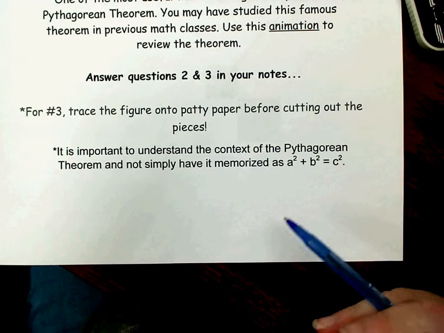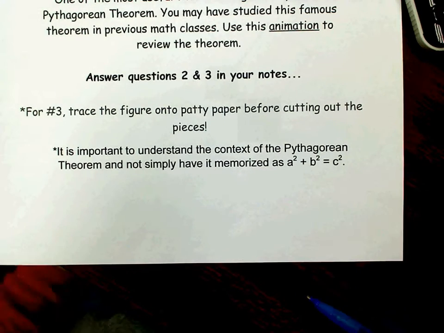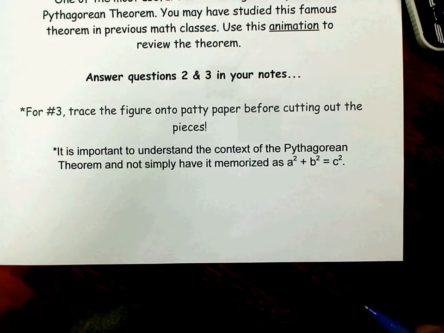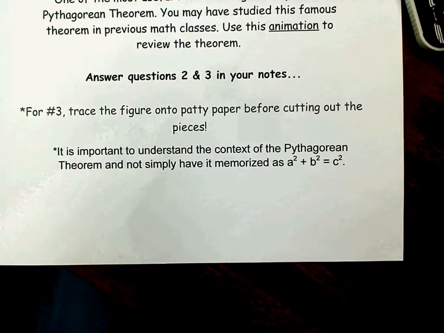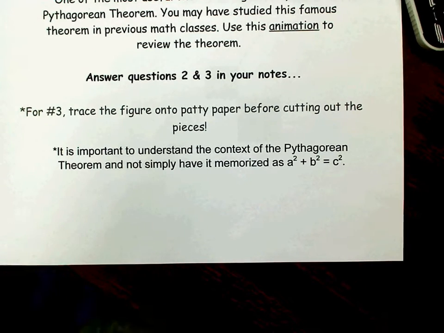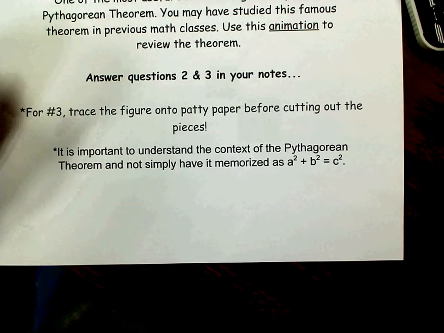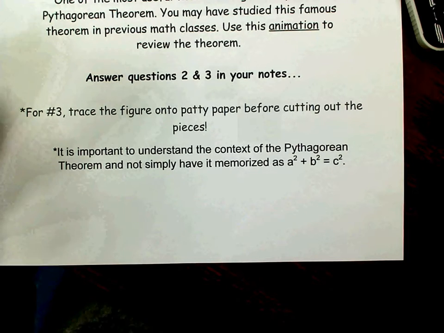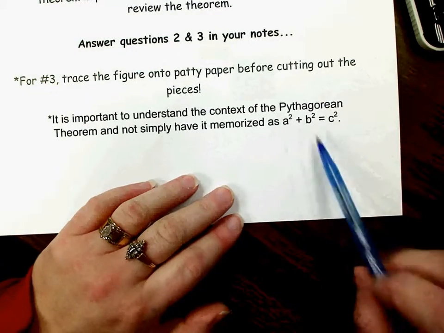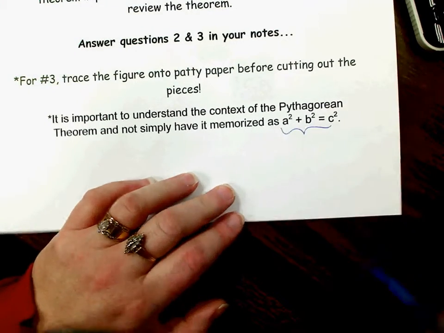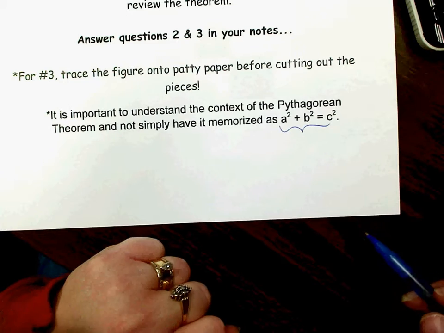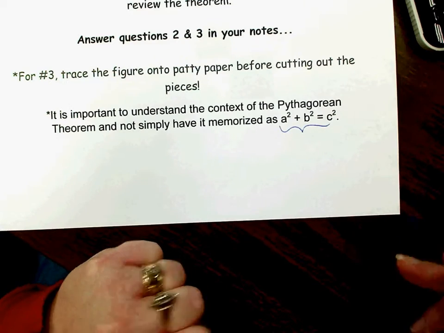So the Pythagorean Theorem is one of the most useful theorems that we use in geometry. We're going to actually look at a hands-on proof of the Pythagorean Theorem and why that works first of all. Now, I know a lot of you have memorized the Pythagorean Theorem as a squared plus b squared equals c squared, but it's really important that you understand what that means.